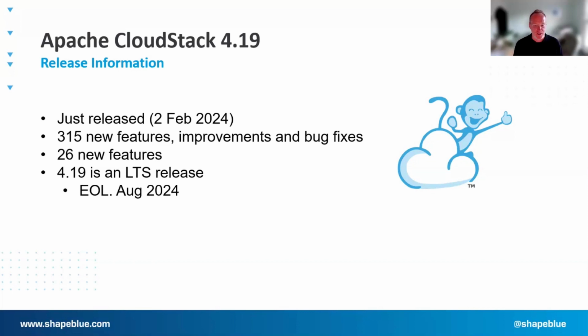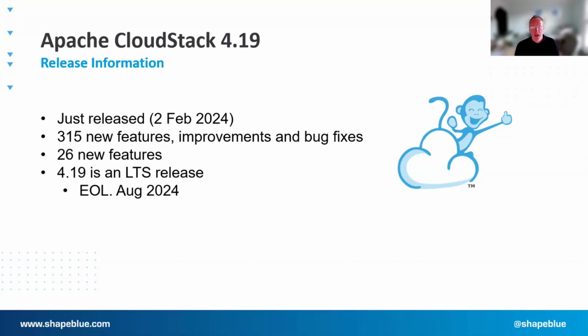4.19 has been a massive effort by the whole Apache CloudStack community, people coming from lots of different organizations contributing features. The count we saw was 315 total new features, improvements, and bug fixes. Out of those, 26 specific features. We're going to cover in detail, I think, 8 today. They're just the most significant ones, we think. But there are, as I said earlier, a lot of other features for people to look at.